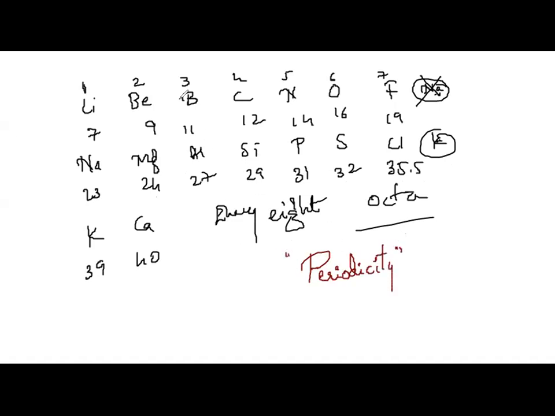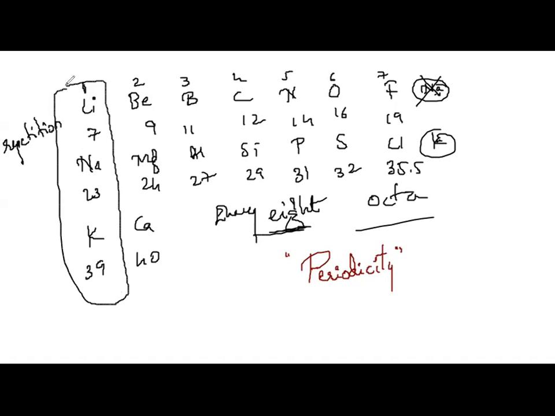What does periodicity mean? What Newland said, when you write the elements in the increasing order of atomic masses, every eighth element is showing repetition in the properties, right? It is showing repetition, like how lithium behaves chemically, sodium was found behaving chemically. How lithium and sodium behave chemically, potassium was found showing same properties. So these were showing similar properties. Understanding? So how boron behaved chemically, aluminum was behaving chemically.